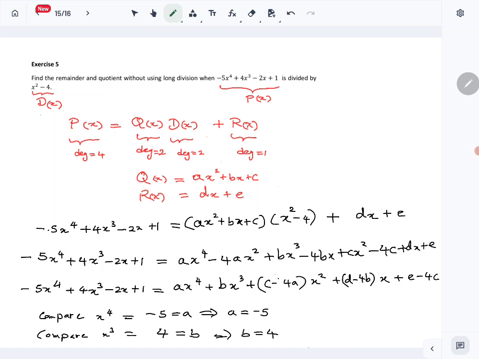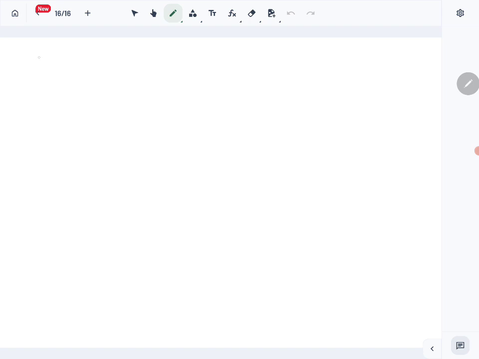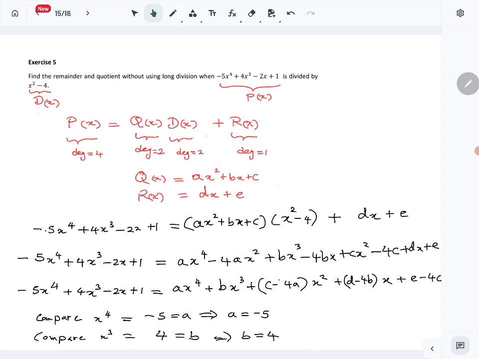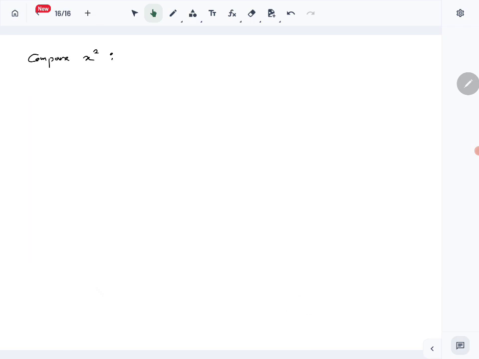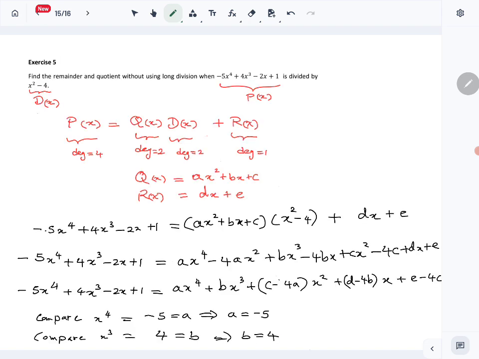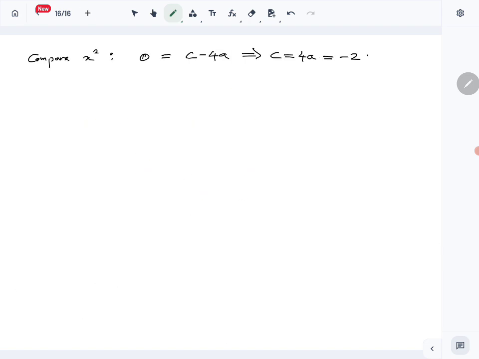Then we'll do the x squared terms. Compare x squared. There's no x squared term on this side, so the left hand side is 0, the right hand side is c minus 4a. Okay, so 0 equals c minus 4a. So c is equal to 4a, and we found a, a is minus 5, so c is minus 20, right?